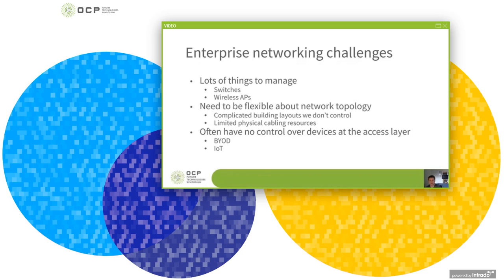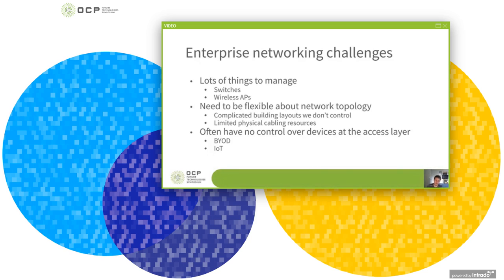There are a number of challenges that make meeting our requirements difficult. Scale is a big problem here, having to manage thousands of switches and wireless APs in a unified manner. We also need to be flexible about how we build our network in terms of topology. We have to work around a complicated mess of different buildings with different sizes and layouts, and they've all got limited physical cabling constraints, so different amounts of cabling inside the building and between buildings that we need to work around.